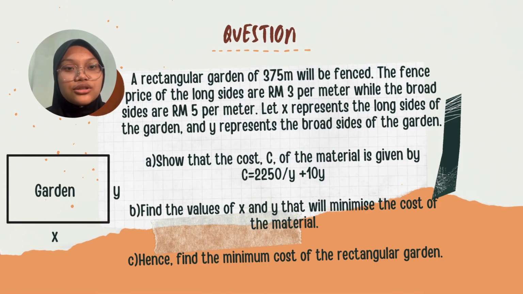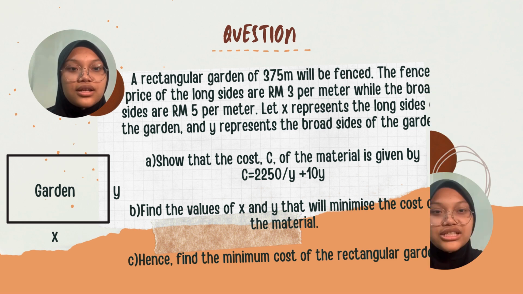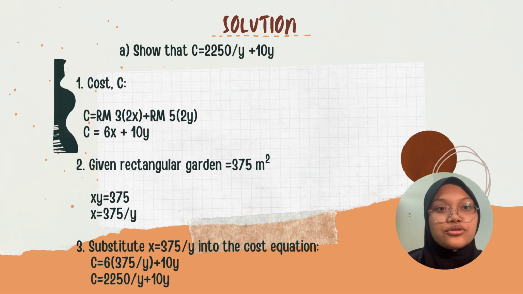A rectangular garden of 375 meter will be fenced. The fence price of the long sides is 3 ringgit per meter, while the broad sides are 5 ringgit per meter. Let X represent the long sides of the garden and Y represent the broad sides of the garden. For question A, show that the cost C of the materials is given by C equals 2,250 over Y plus 10Y. For question B, find the values of X and Y that will minimize the cost of the material. And lastly, for question C, find the minimum cost of the rectangular garden.